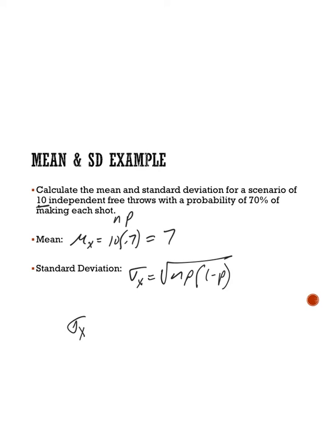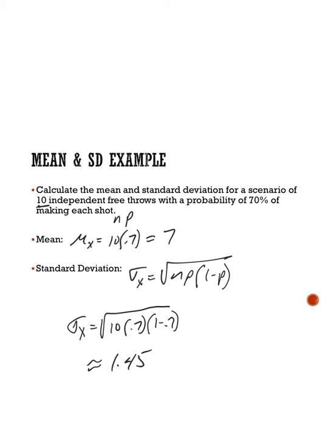Our calculation here would be 10 times 0.7 times 1 minus 0.7, or you could just write 0.3. That's 10 times 0.7 times 0.3. You take the square root, and it would be approximately 1.45. So we'd be saying that out of 10 free throws, we're going to make 7 on average, give or take about a general average of 1.45 free throws. So we think we'll make somewhere roughly between 5 and 9 most of the time.